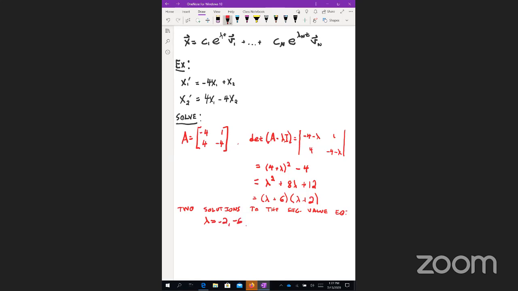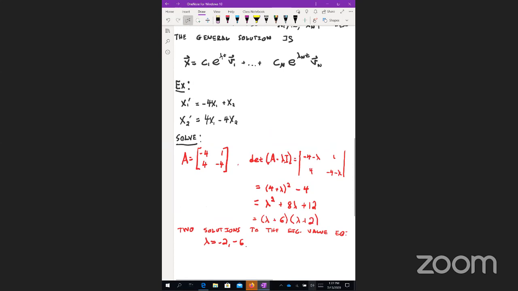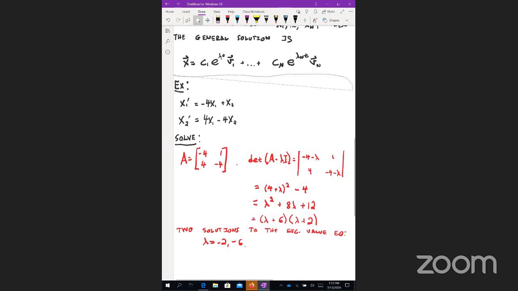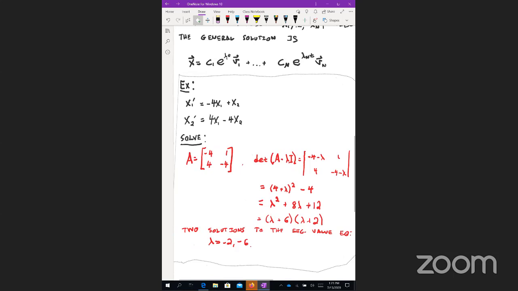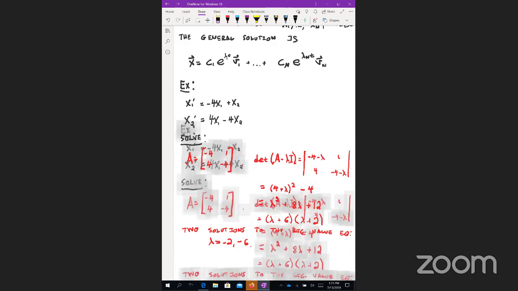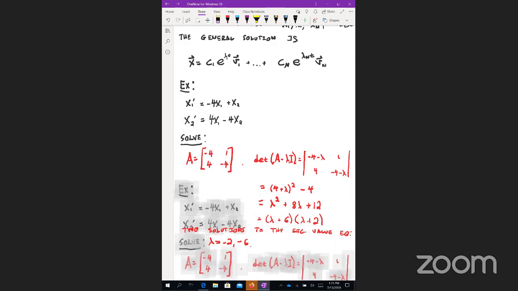Oh, and I'm sorry, I should pause this for a second, because I realized let me just give a quick refresher as to how you find eigenvalues and eigenvectors. So we're just going to move this down a little bit.